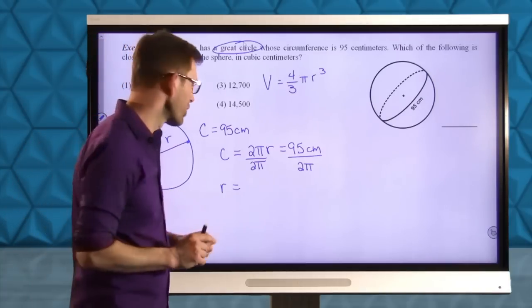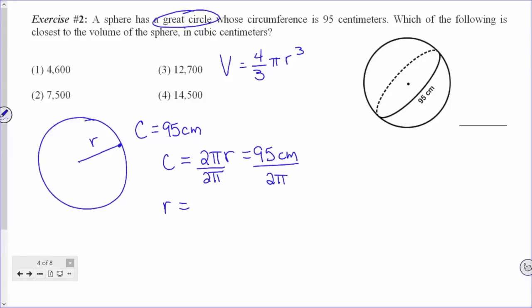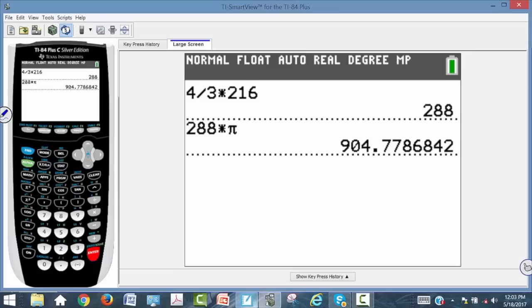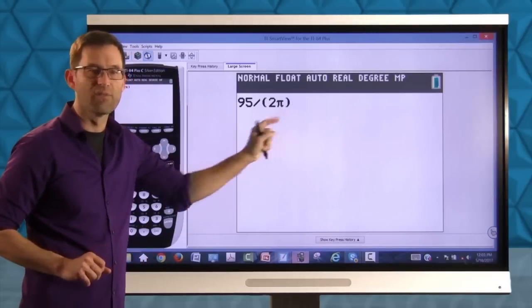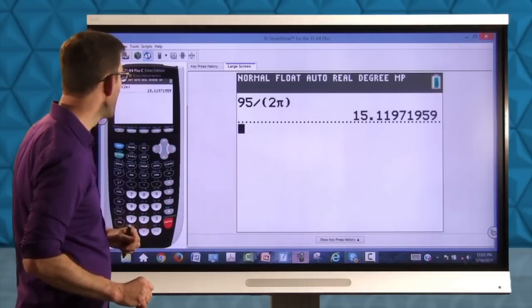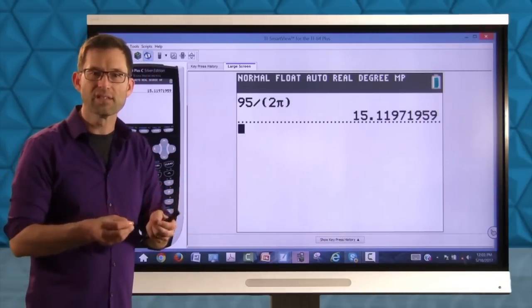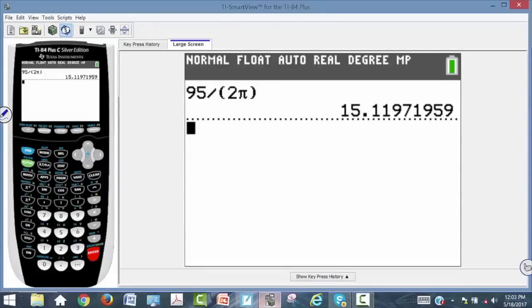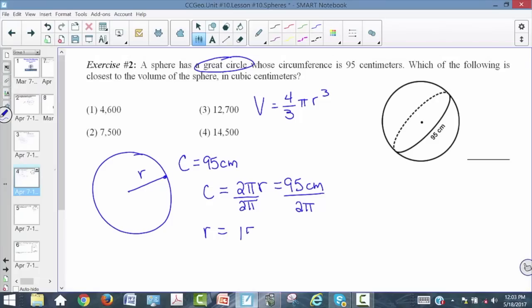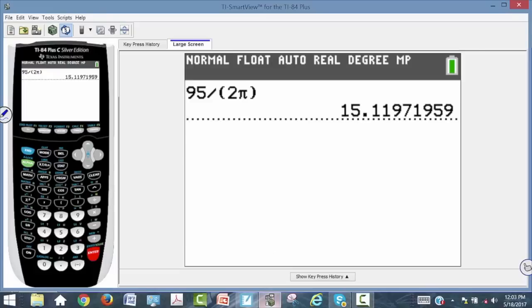I think I'm going to actually figure out what this is for right now. 95 divided by 2 pi. Let's take a look. Clear this out. 95 divided by 2 pi. Notice how I'm putting that 2 pi in parentheses. That guarantees that the 95 is divided by both the 2 and the pi. I hit enter, and there's my radius. 15.1197, etc. It's going to get a little messy now. Let me just check on that, 15.1197.